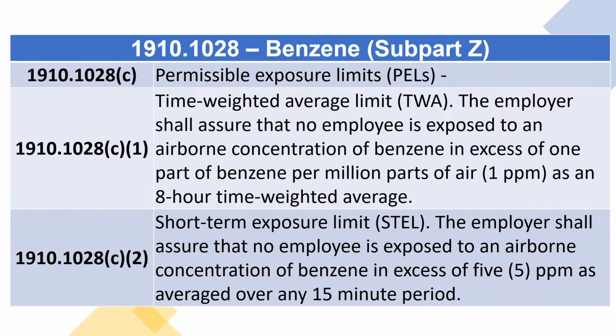1910.1028 C. Permissible exposure limits, PELs. 1910.1028 C1. Time-weighted average limit, TWA. The employer shall assure that no employee is exposed to an airborne concentration of benzene in excess of 1 part of benzene per million parts of air, 1 ppm, as an 8-hour time-weighted average.